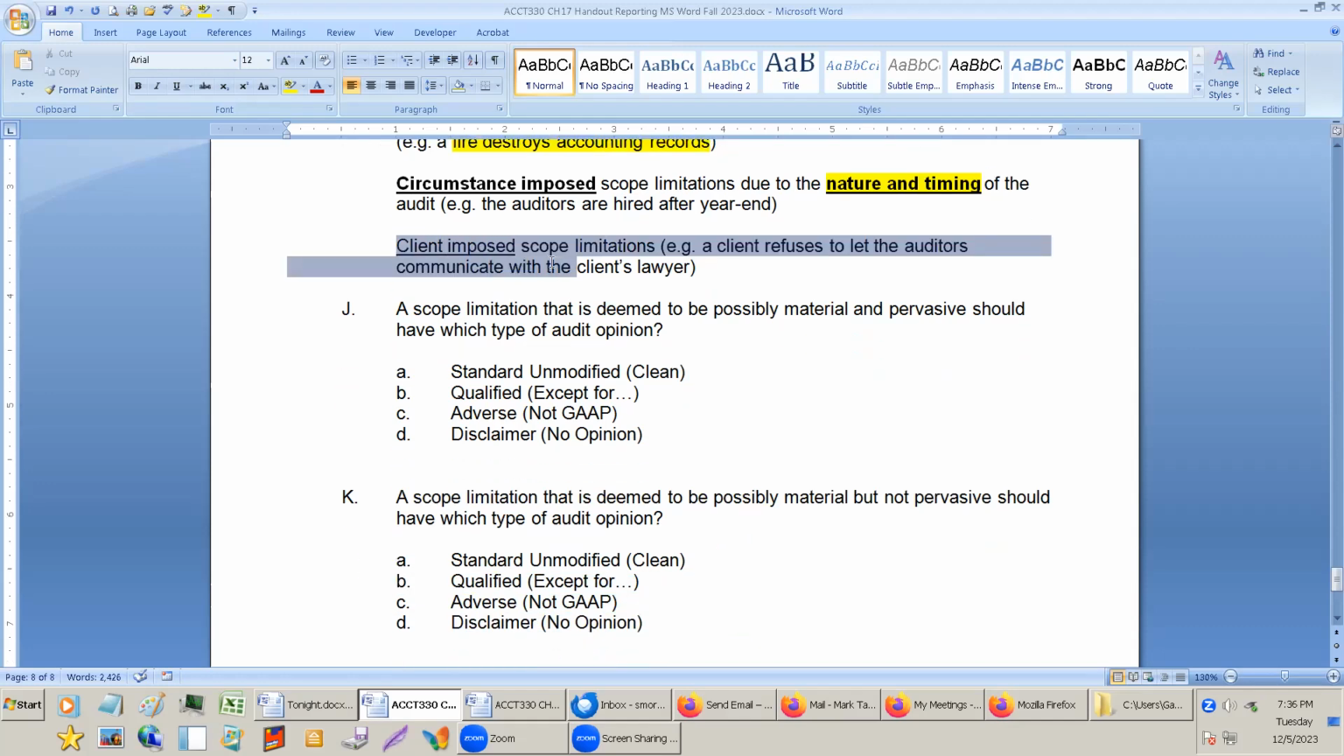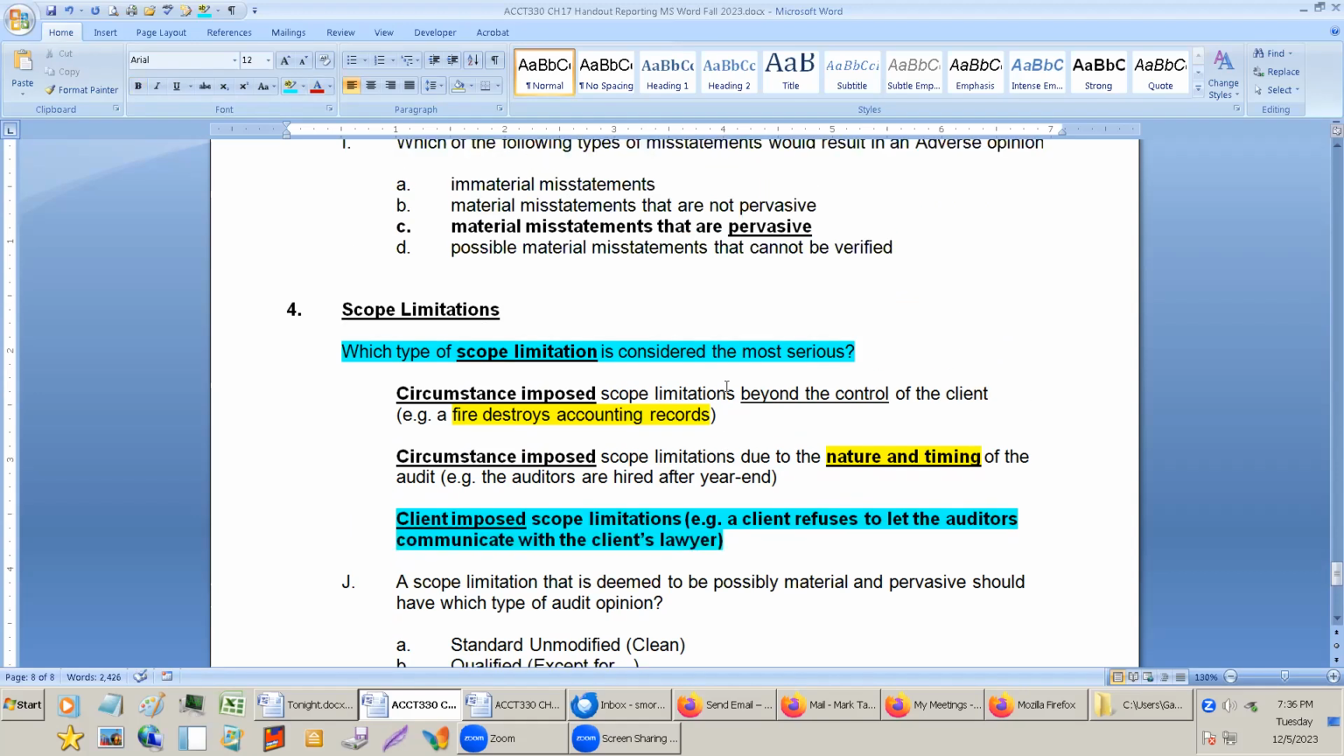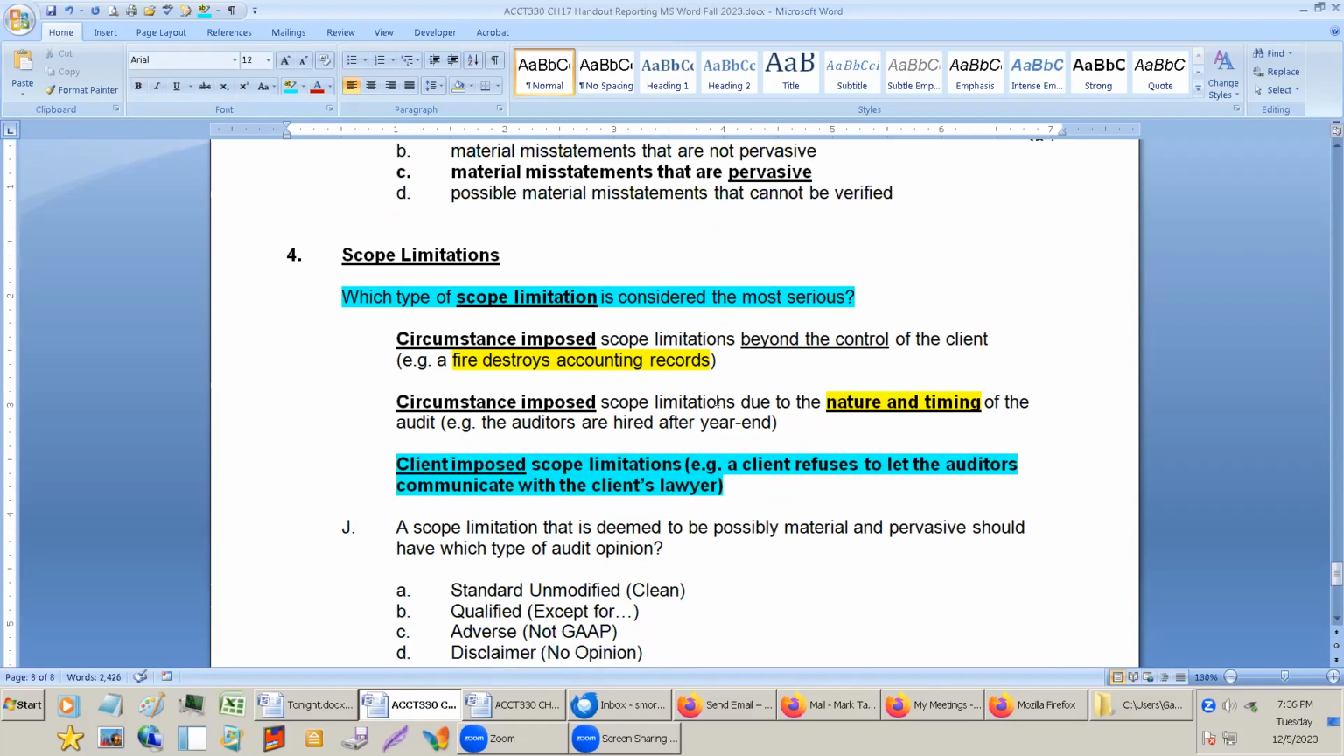Client imposed is when the client doesn't allow you to get information that you need for the audit. This is the more serious of these. So the following is the most serious. This one. And it has to do with the fact that just in general, just human nature, if somebody doesn't want you looking at something, there's probably a reason why.